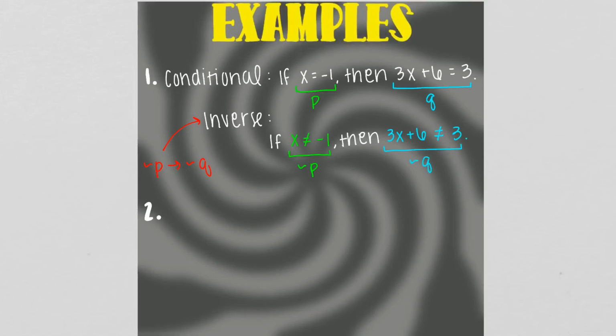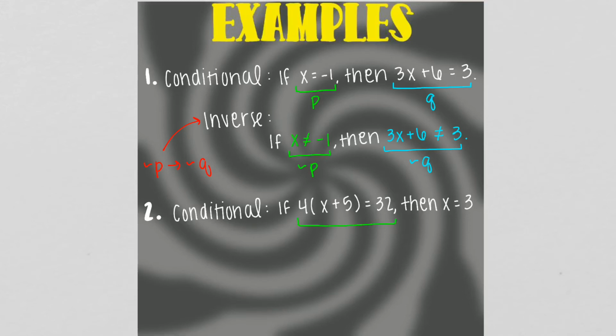We are going to do a second example where I walk you through it before you try it on your own. Your conditional statement is: if 4 parentheses x plus 5 equals 32, then x is equal to 3. Same thing here, we want to label our P and our Q first. To label the P, or the hypothesis, remember we look right after the word if. And we have 4 times all of this equals 32. So that is our P.